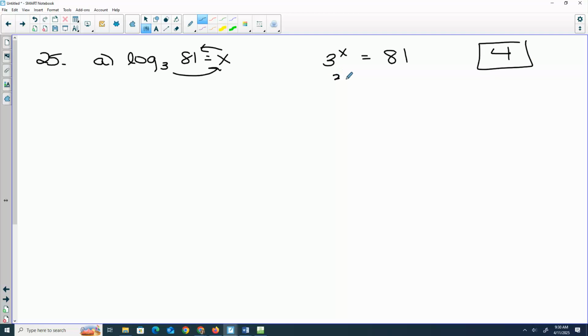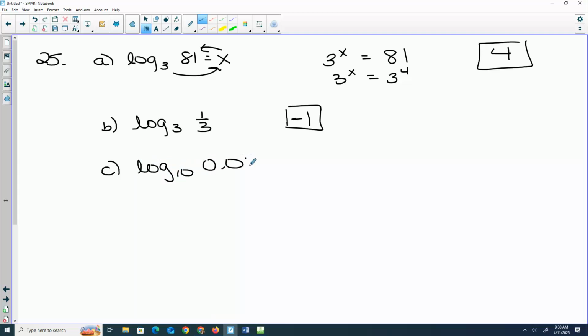Okay, if you got confused, you could always do this and say 81 is 3 to the 4th, so x is 4. So B, log base 3 of 1/3 means 3 to what power is 1/3? So all you did is move it to the bottom, so that's -1. C, log base 10 of 0.01. If you struggle with that, 0.01 is 1/100. We know 10 squared is 100, but since it's on the bottom, it would have to be -2.